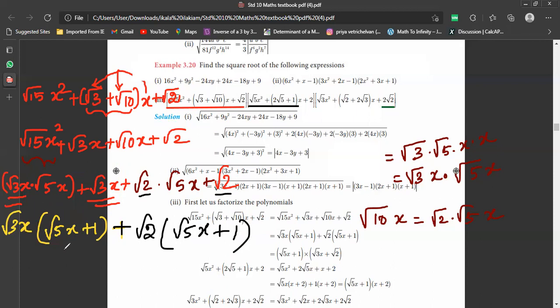Can you see a common expression now? Root 5x + 1, isn't it? So you can take that also as common. So it's going to be (√5x + 1) and you can combine the root 3x and root 2. So this is going to be our final factors for the simplification. On simplifying the very first expression, we are done with the first part. Please note it down. Yeah, I'm done.